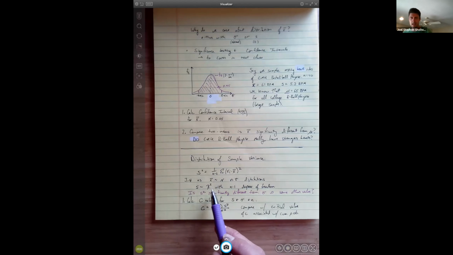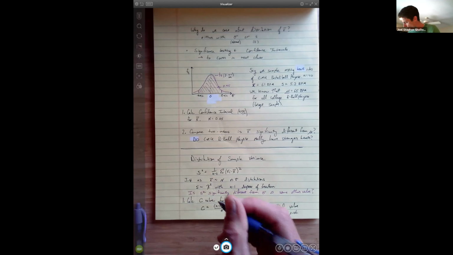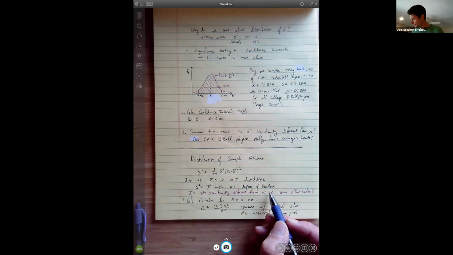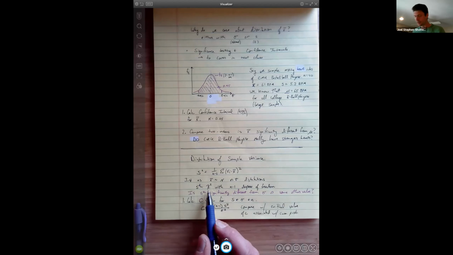Just as we said that X bar, the sample mean, follows either a normal distribution or a t-distribution, depending on whether we know the population variance or not, the sample variance follows a chi-square distribution. You can follow that logic and derivation in the book. So S squared follows a chi-square distribution with n minus 1 degrees of freedom. The chi-square distribution is kind of like the t-distribution except for the sample variance.